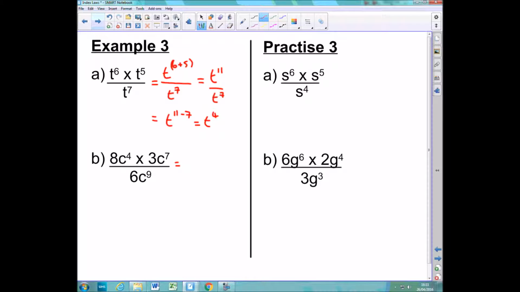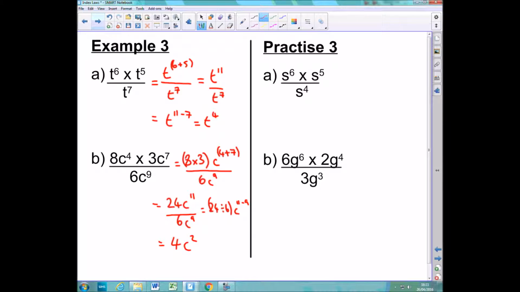So firstly, I've got 8 times 3, and I've got c to the power of 4 times c to the power of 7, so that's 4 plus 7, all over 6c to the power of 9. So 8 times 3 is 24, c to the power of 4 plus 7 is 11, all divided by 6c to the power of 9. So now I'm going to do my divide, so I've got 24 divided by 6, and I've got c to the 11 minus 9, because I'm dividing the powers 11 and 9. So that gives me an answer of 24 divided by 6 is 4, c to the power of 2, or c squared, so 4c squared.